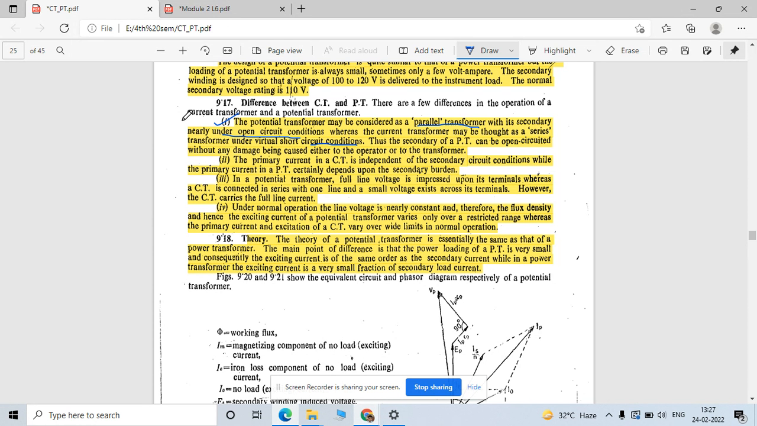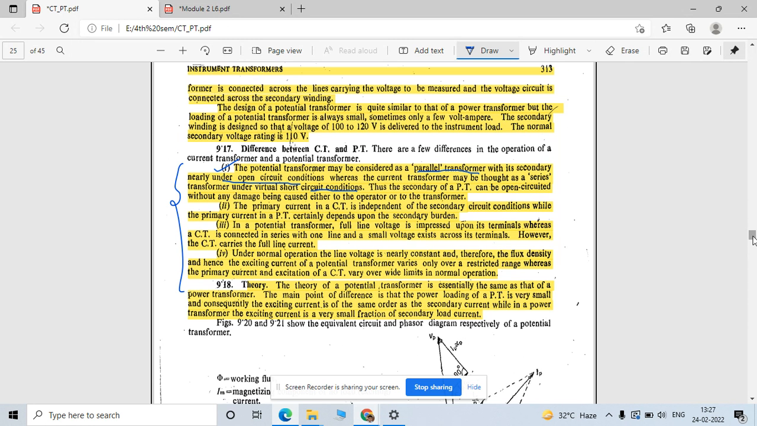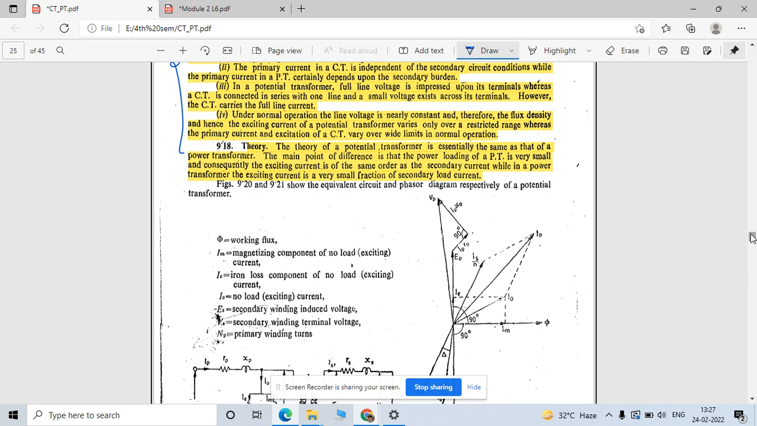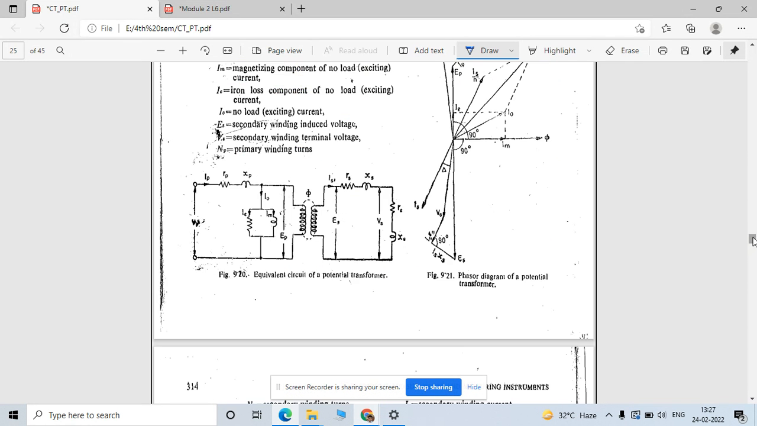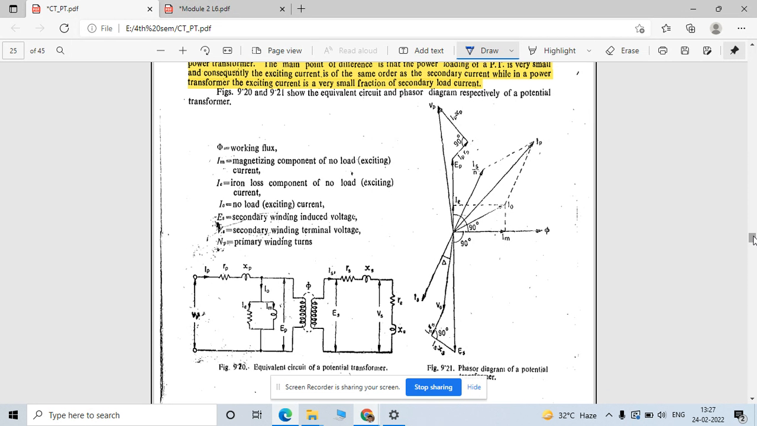Okay, so I request you to please go through all these points, and the equivalent circuit is the same as for a potential transformer, but the condition is that you need to set a relation between the primary side voltages and the secondary side voltages. So here we need to use the referred circuit. Okay, now I will discuss the phasor diagram, as in your CT, in your first lecture.